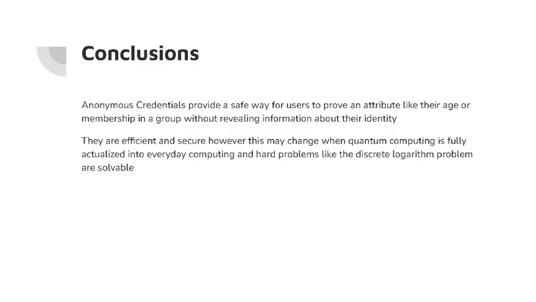In conclusion, anonymous credentials provide a safe way for users to prove an attribute like their age or membership in a group without revealing information about their identity. They are efficient and secure. However, this may change when quantum computing is fully actualized into everyday computing and hard problems like the discrete logarithm problem are solvable. Thank you.